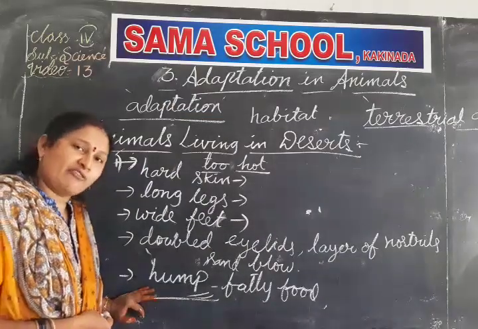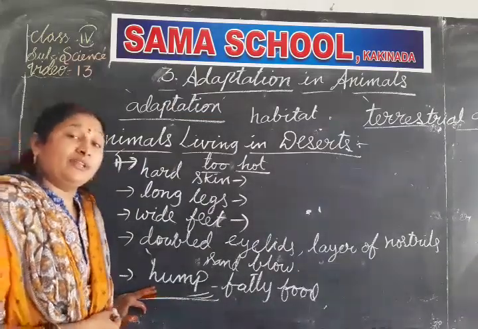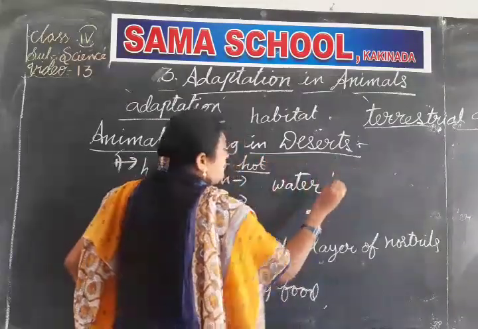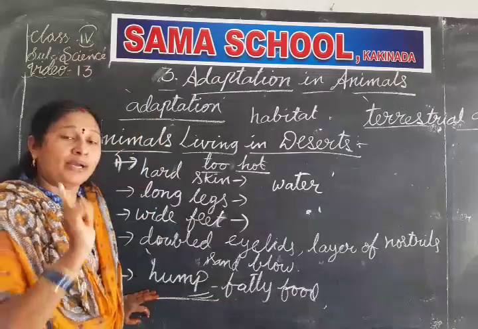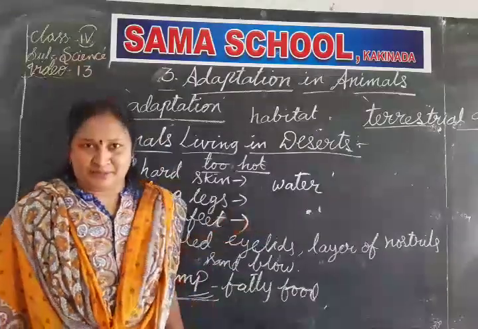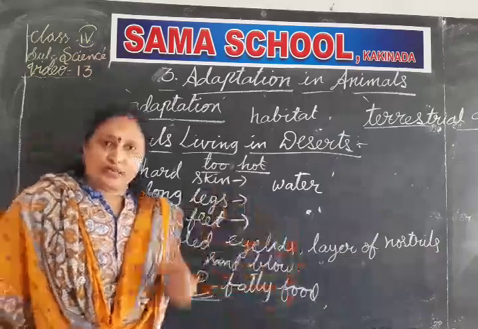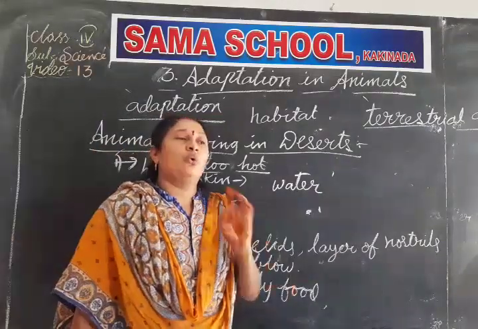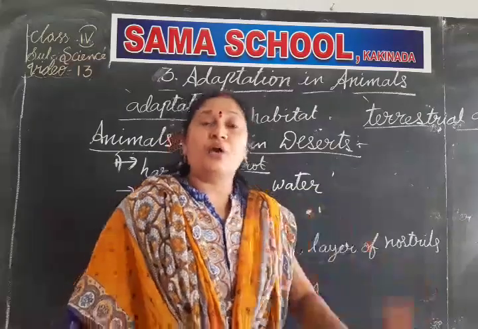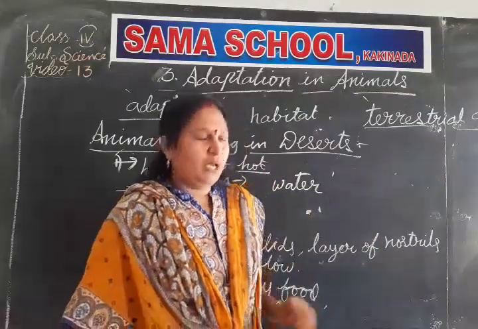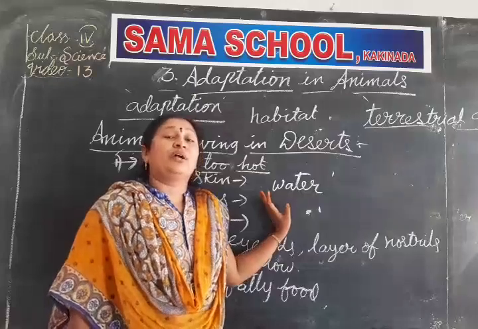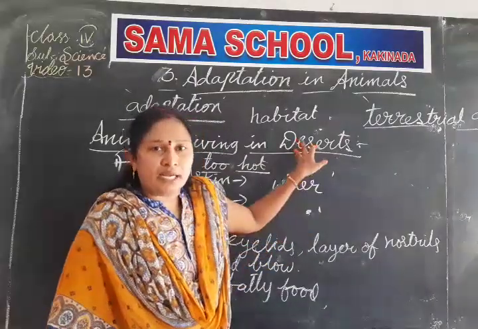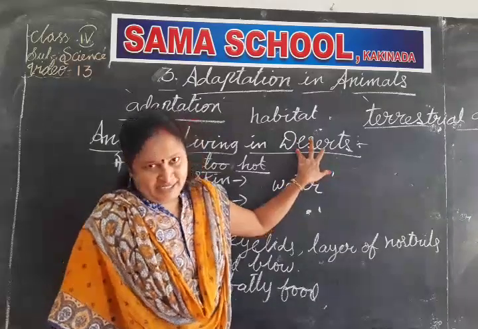These camels survive without food and without water too. It can live 21 days without water. Can any other animals live without water? No. Such animals can live without water for 1 or 2 days. But this camel can live 21 days without water. This way, these animals live in the desert.